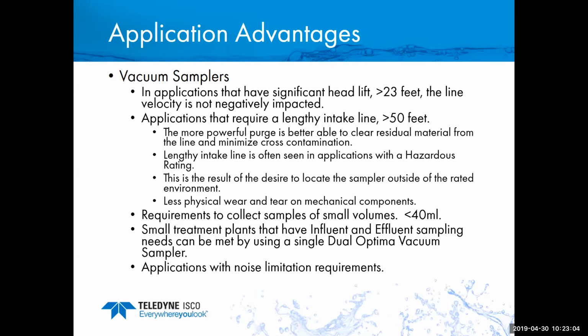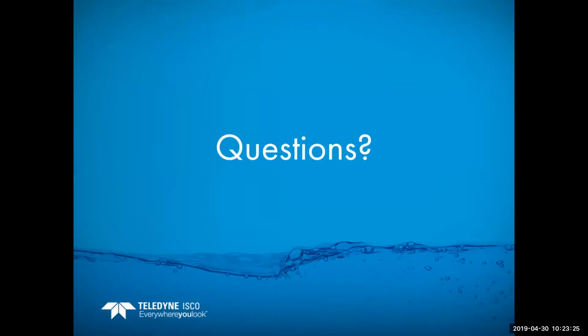Noise limitations. The vacuum samplers are a lot quieter. There's nothing mechanical. There's no rotor that spins or anything like that. The only noise you really get is just the vacuum pump running. That's in a chamber that's sealed and everything like that, so you can feel the vibration, but they're actually very quiet. And that is pretty much it.